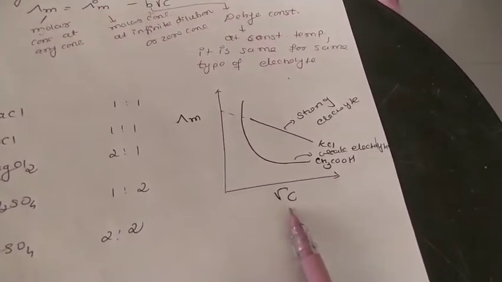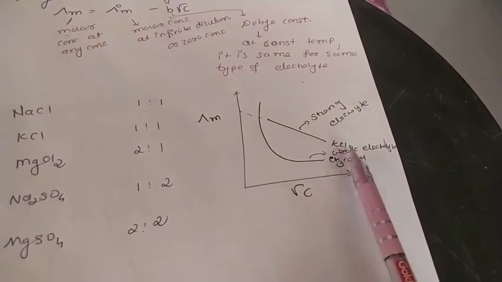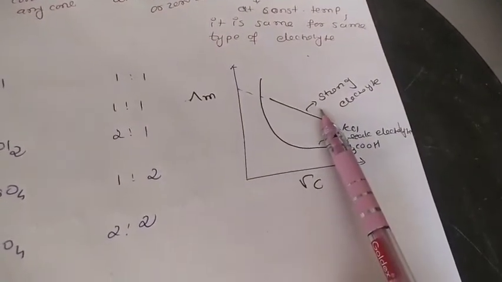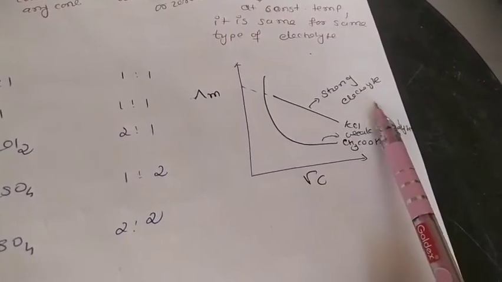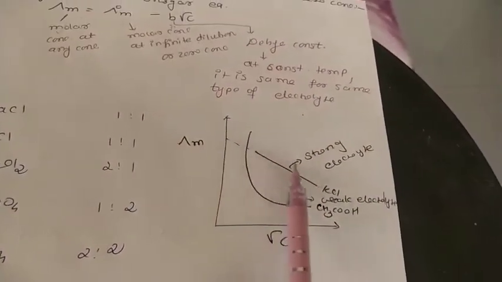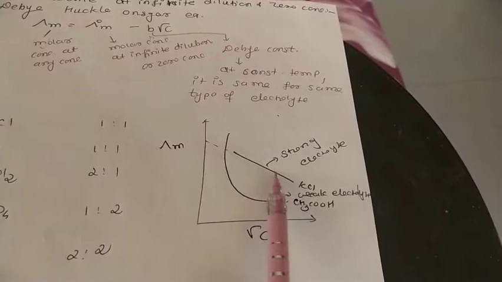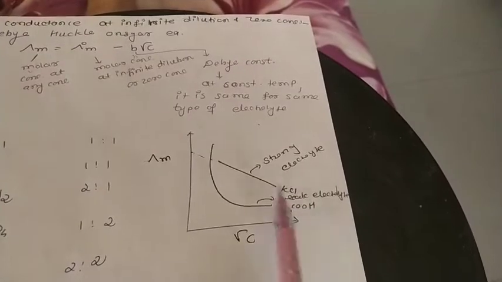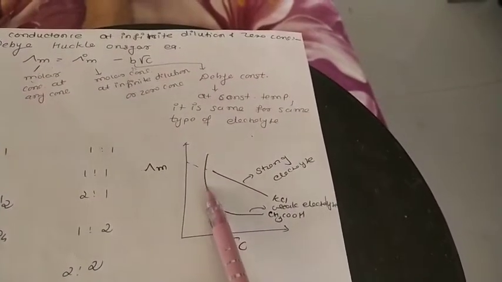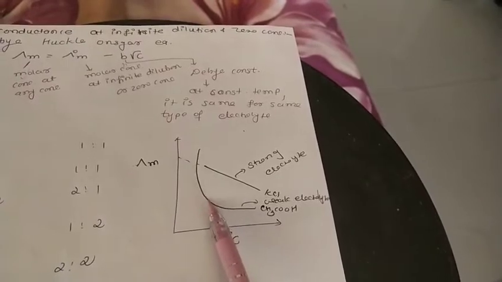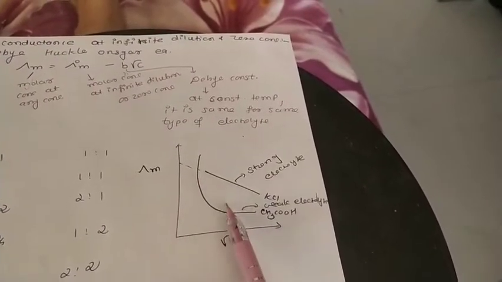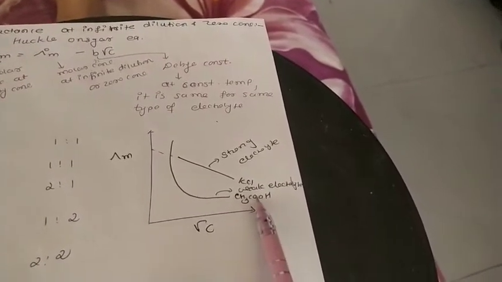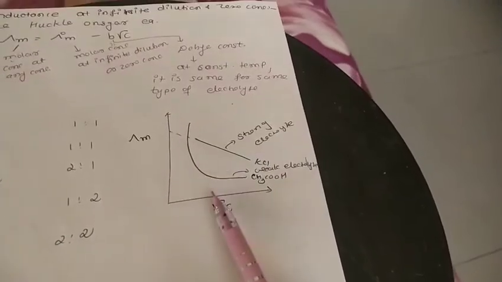We have plotted a graph for one strong electrolyte, that is KCl, and another weak electrolyte, that is CH3COOH. For a strong electrolyte, we know that alpha is equal to 1 and ionization is complete, so the graph is obtained as a straight line. This means lambda m decreases on increasing concentration. For a weak electrolyte, initially lambda m decreases, and then as concentration increases, lambda m remains constant. So this is the graph.